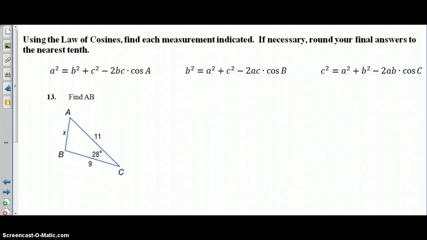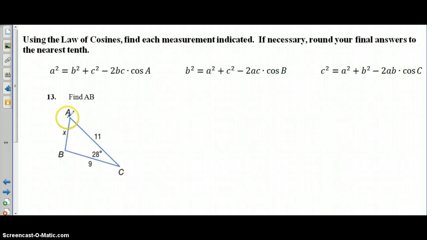Hi, this video is going to be about using the law of cosines, where it asks you to find each measurement indicated. If necessary, round your final answer to the nearest tenth. And so we can see that we have the different versions of the law of cosines provided to us. And so it says find AB.